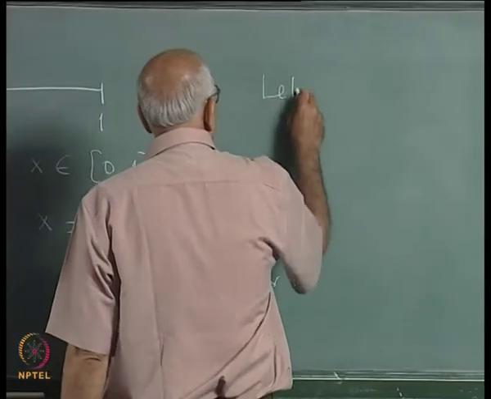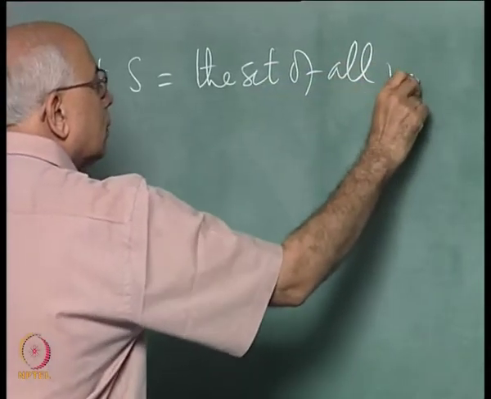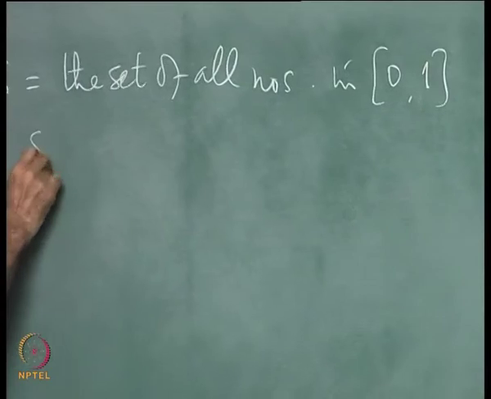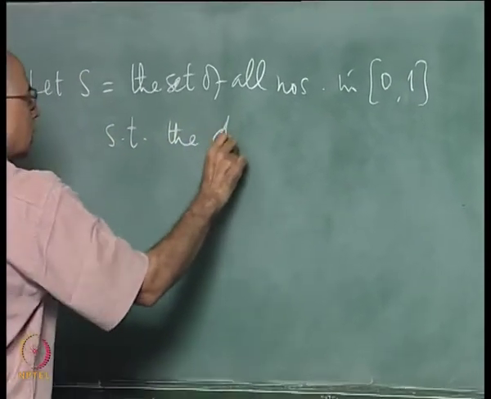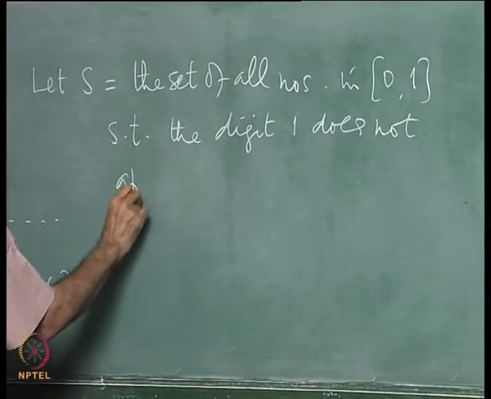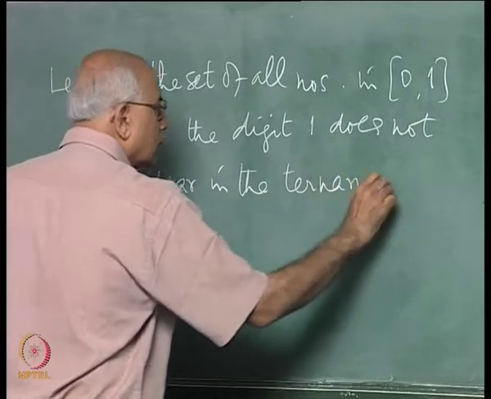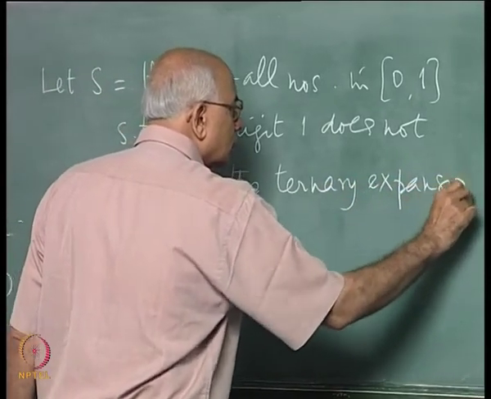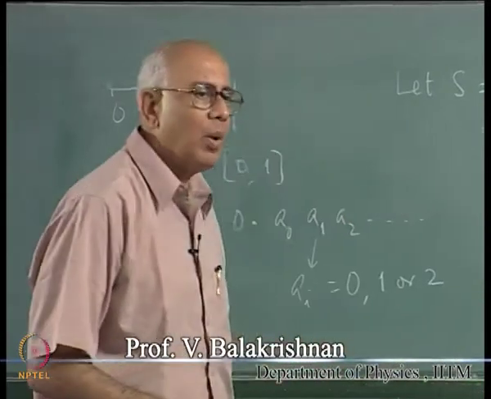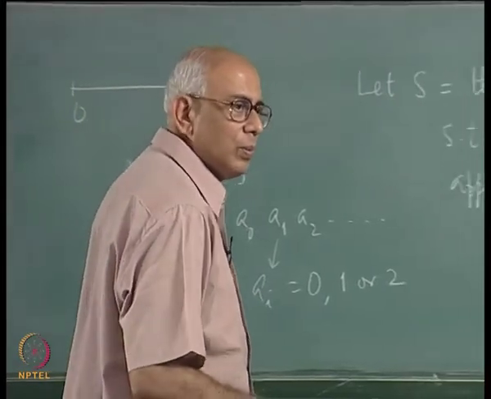So let S be the set of all numbers in [0,1] such that the digit 1 does not appear in the ternary expansion of these numbers. What's the fractal dimensionality or box counting dimension of the set? How would you go about this? What would you do?